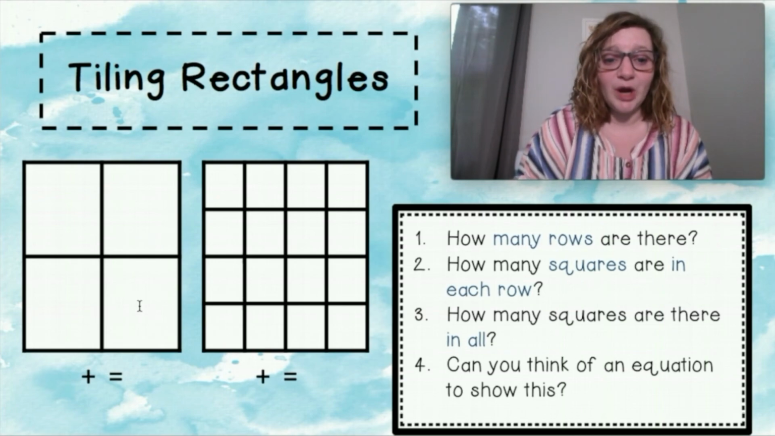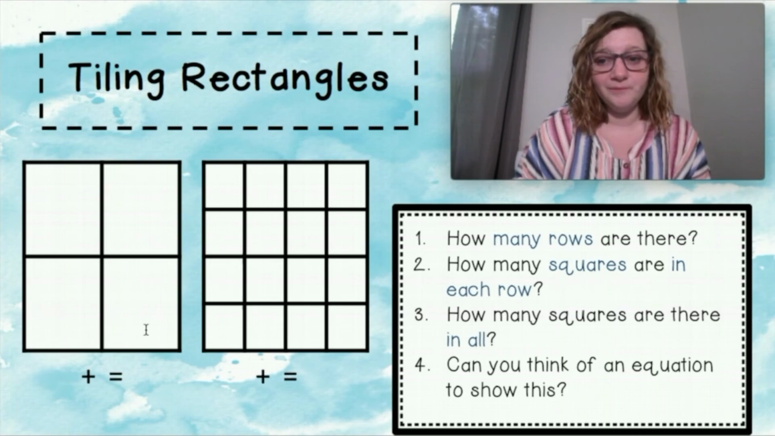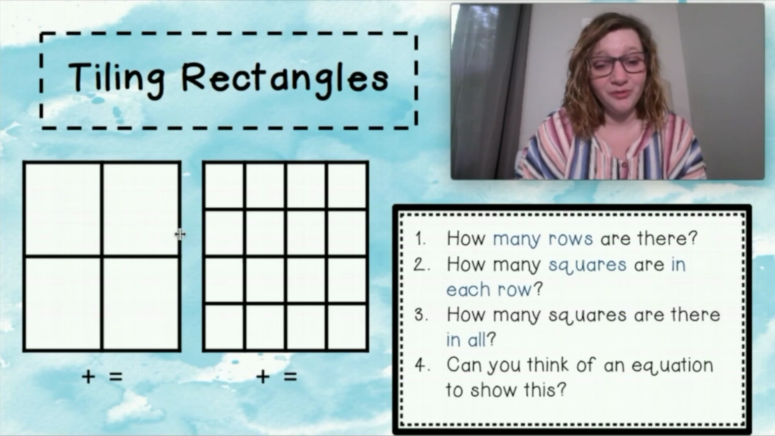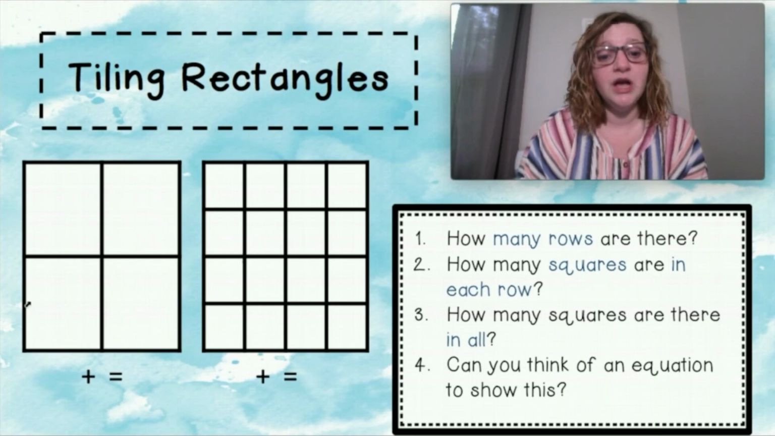So now we need to figure out how many squares are in all. Well, this one would be easy to count up, 1, 2, 3, 4, but I think it'd be even easier if we counted by 2's, since we have rows of 2's. So we could go 2, 4, knowing that there's 4 all together in that rectangle.